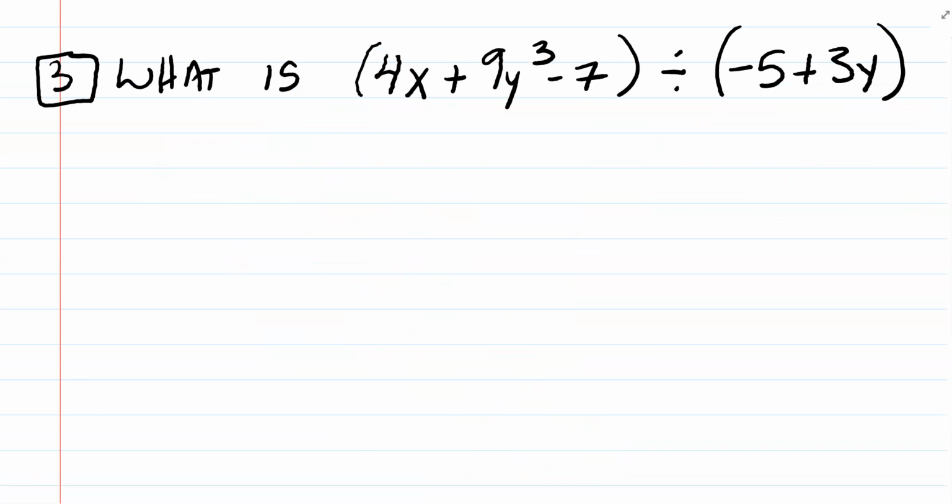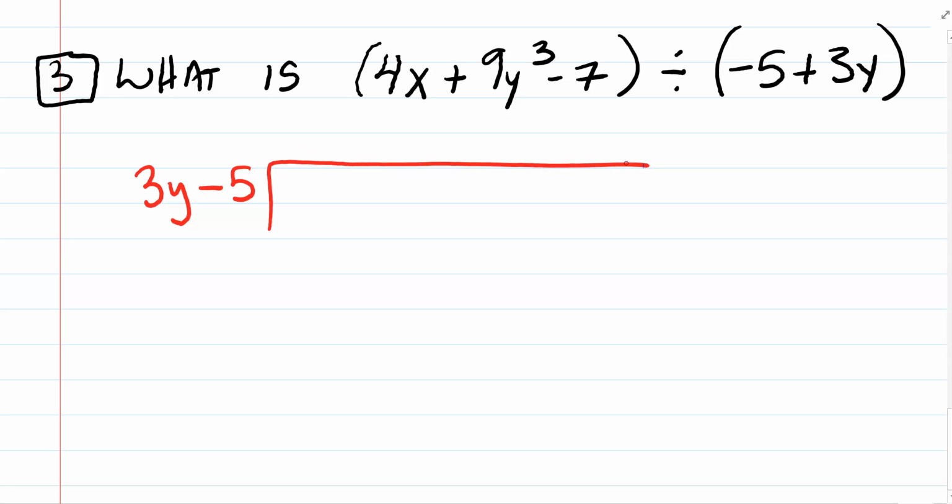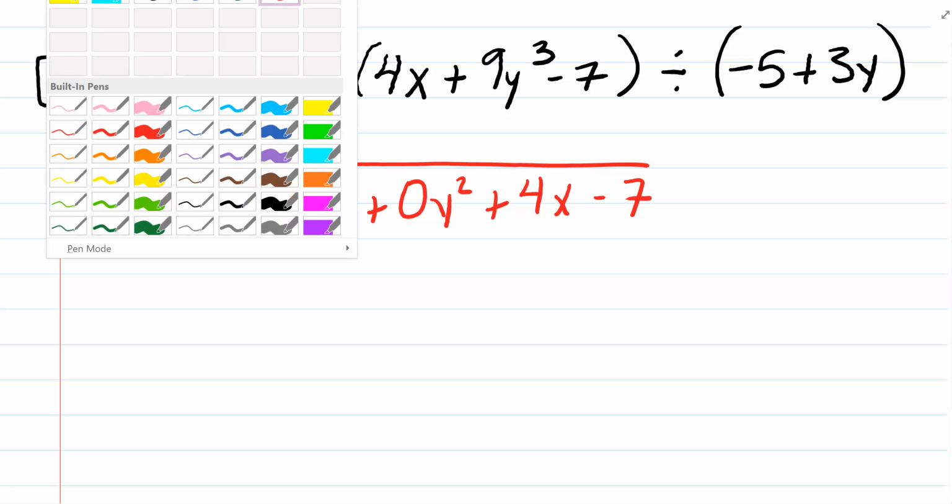We want 4x plus a 9x to the third minus 7 divided by negative 5 plus 3y. So I'm going to rewrite everything and say this is going to be 3y minus 5 divided into, I've got a 9y to the third. I have 0y squareds. I have a positive 4x, and I have a negative 7. So again, let's make sure we write everything in descending order.